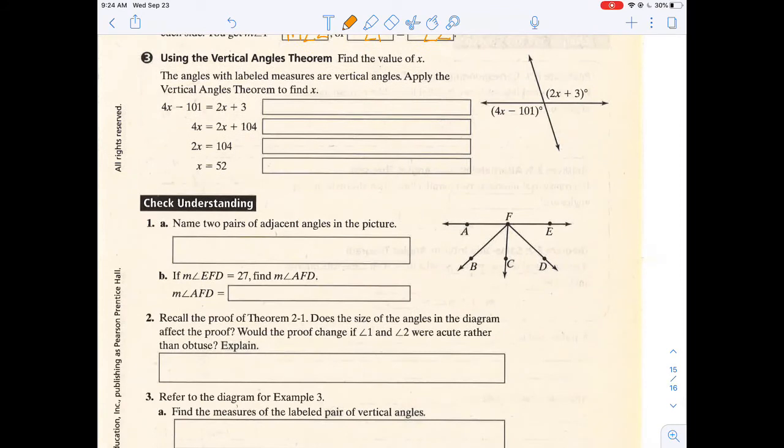In example 3, using the vertical angles theorem, find the value of x. The angles with labeled measures are vertical angles, so we know these two are vertical. Apply the vertical angles theorem to find x. So we know that they are congruent. If these two are vertical, they're congruent. So 4x minus 101 equals 2x plus 3. And we use the vertical angles theorem to know that those are equal.